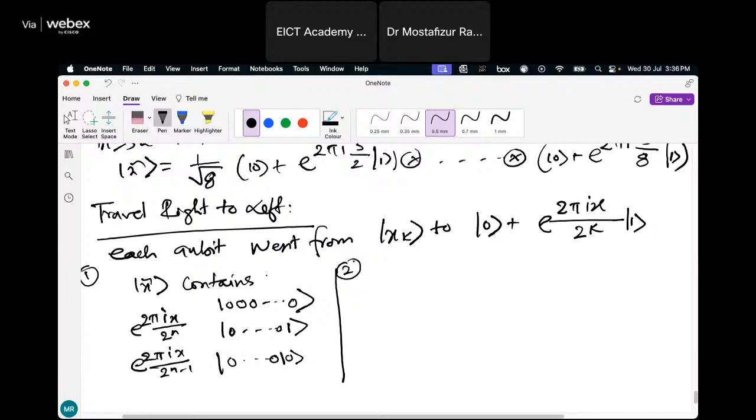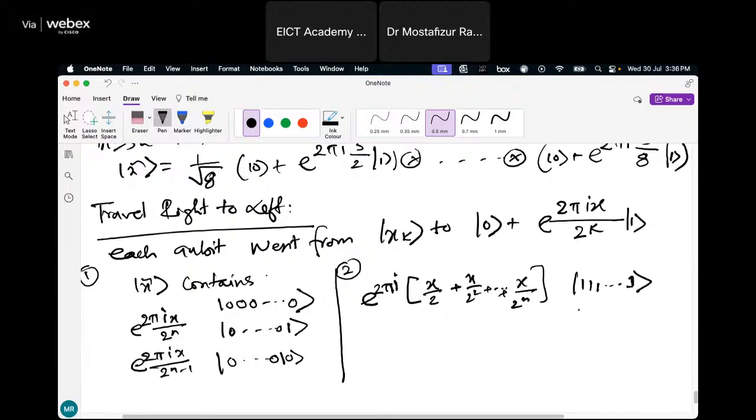The second thing we can observe is the phase factor terms, if we take the sum for the last qubit state, which is all one. We can write the expression for this as e to the power 2 pi i times x by 2 plus x by 2 squared plus dot dot dot x by 2 to the power n. So this is a nice series.